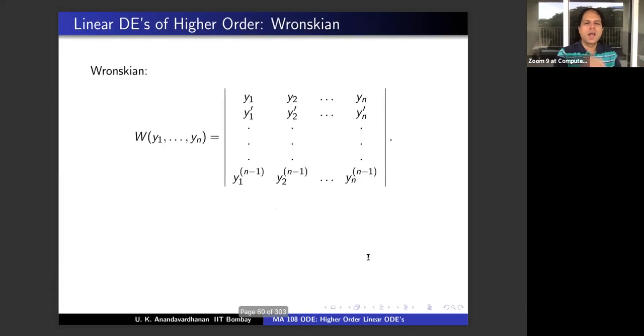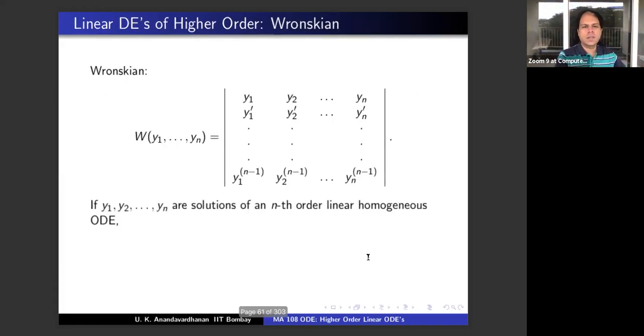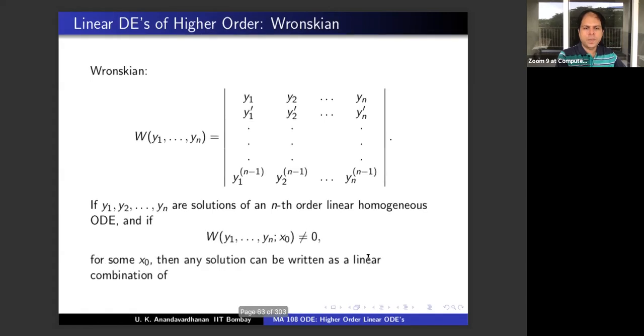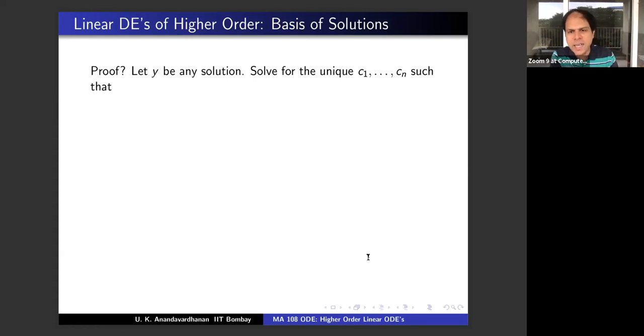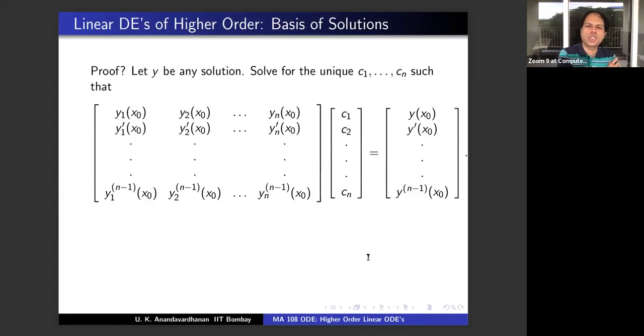So let's do the proof. This will be the Wronskian that you consider. If Y1, etc., Yn are solutions, and the Wronskian is non-zero, then any solution can be written as a linear combination of Y1, etc., Yn. And how will you prove it? Let Y be any solution, and you are going to solve for unique C1, etc., Cn. This was your C, D, E. Now that there are n things, I will change my notation and write C1, etc., Cn, such that you will get this equation.